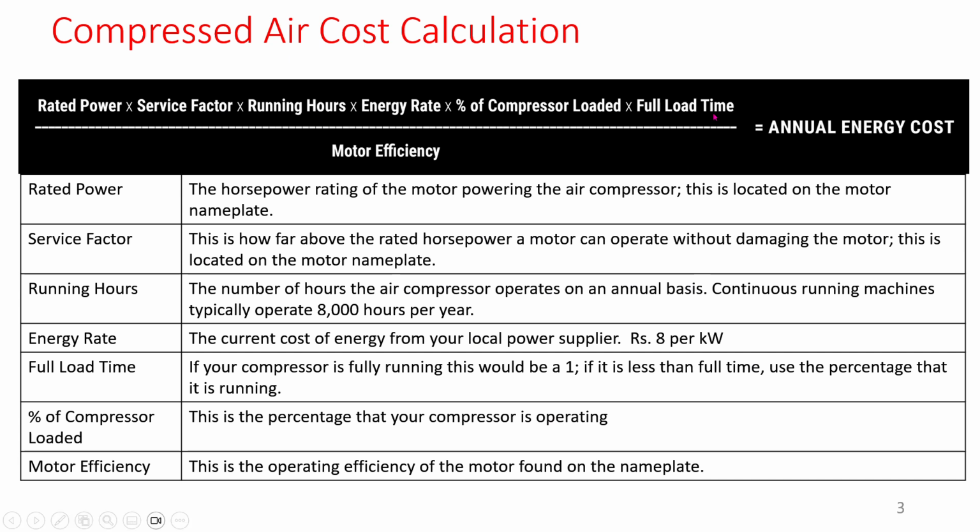Full load time is how much time it runs at full load, and how much time it runs at partial load, divided by motor efficiency. That will give you the total cost of the energy. These are the parameters we have written here. If we are running with full load, then we have to take the load factor as 1.